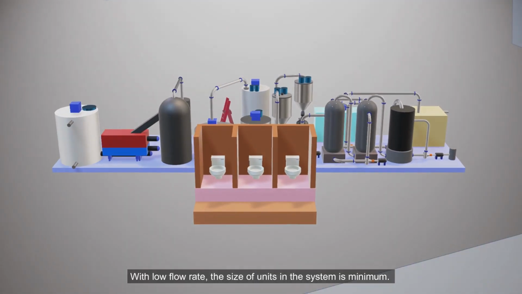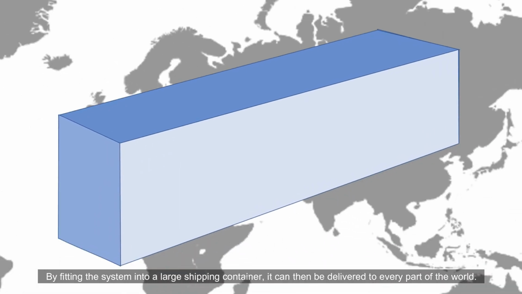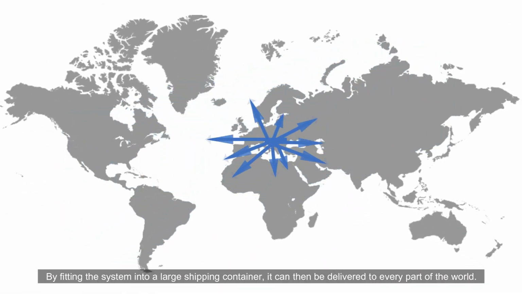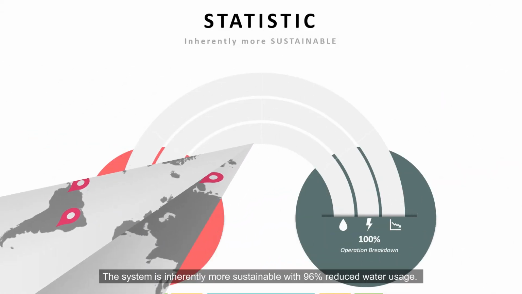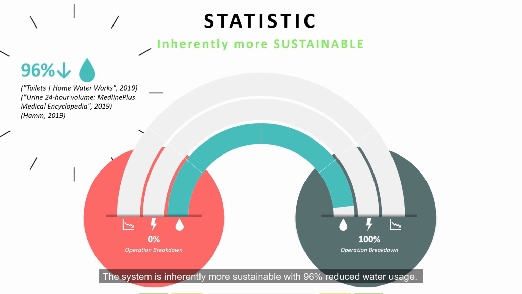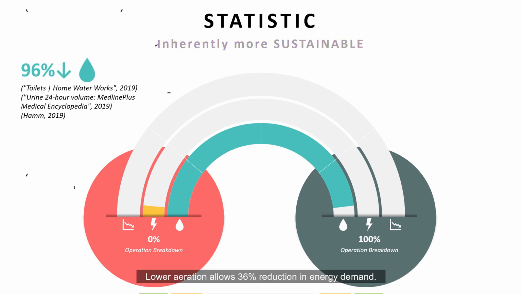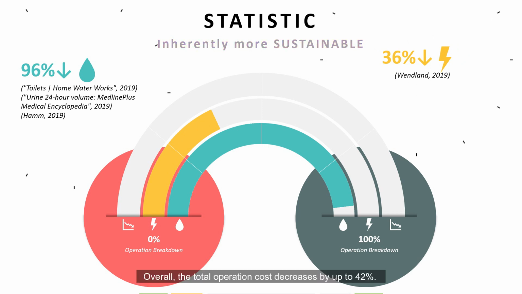With low flow rate, the size of units in the system is minimum. By fitting the system into a large shipping container, it can then be delivered to every part of the world. The system is inherently more sustainable with 96% reduced water usage. Lower aeration allows around 36% reduction in energy demand. Overall, the total operation cost decreases by up to 42%.